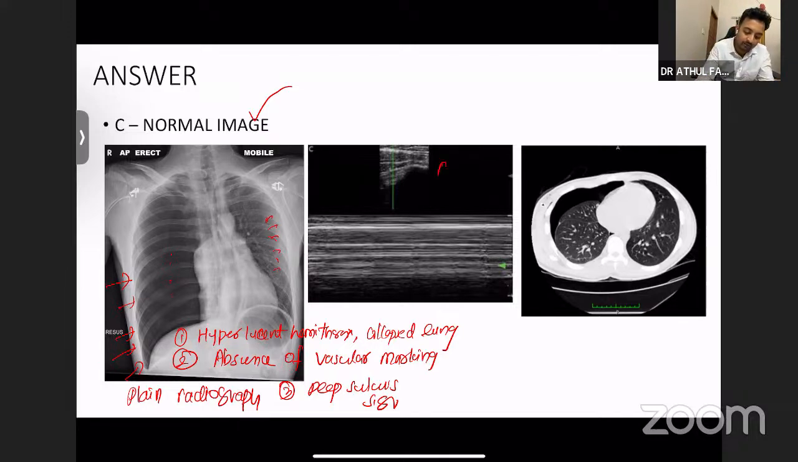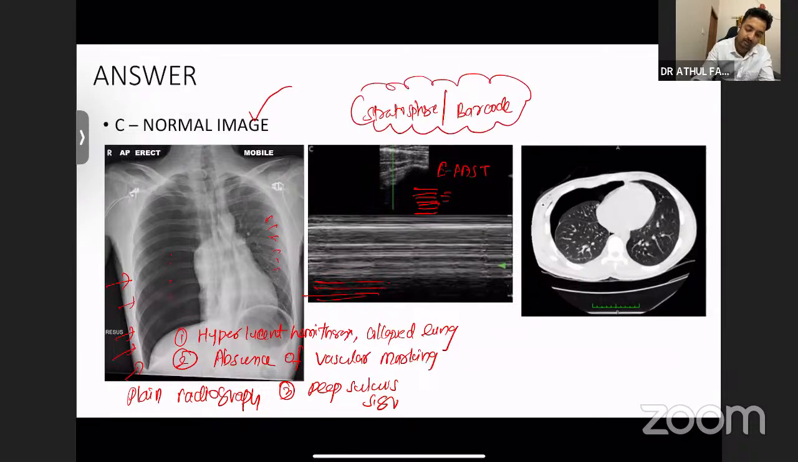And if you are doing an EFAST, you will get this complete barcode like appearance. You won't see any sand grains, only barcodes will be seen. So we will term this as stratosphere sign or barcode sign. So that is the importance of stratosphere sign or barcode sign.